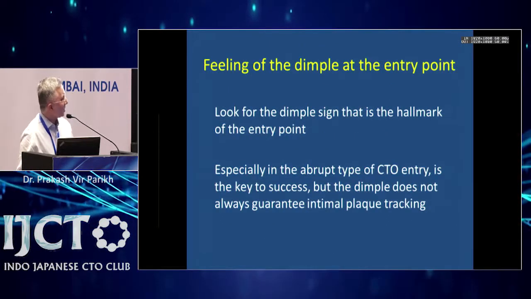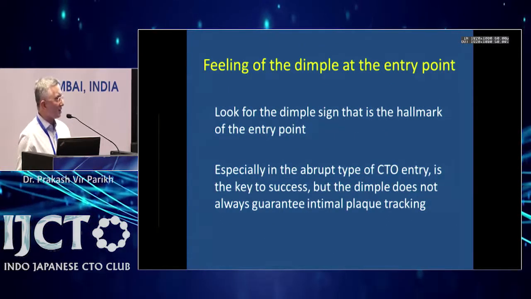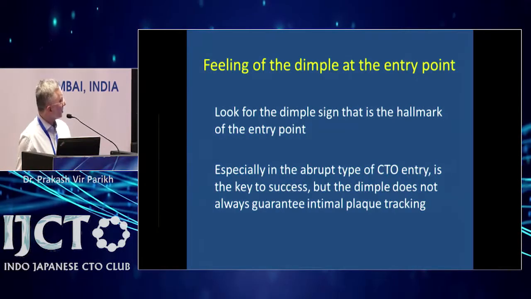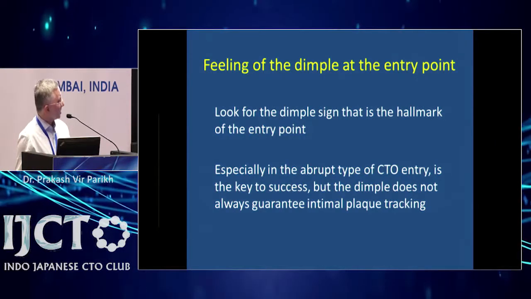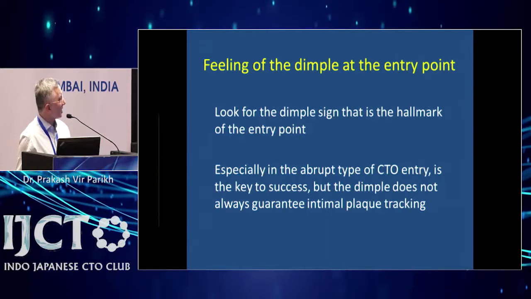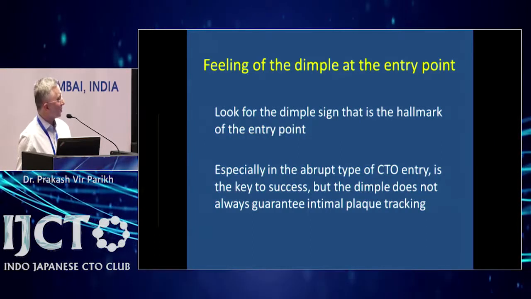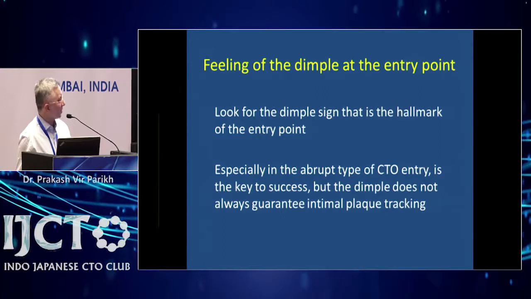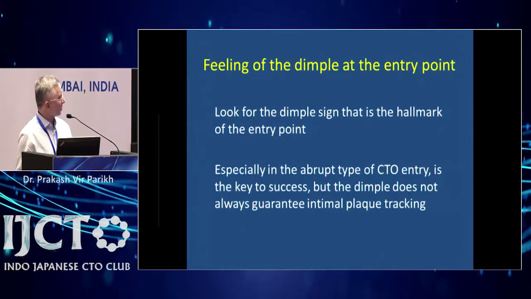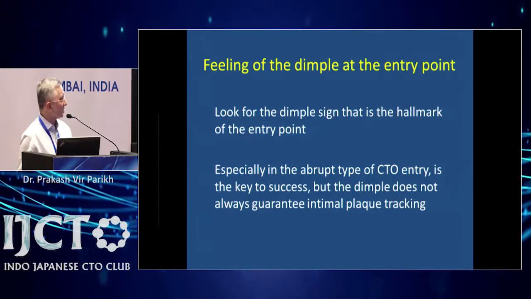Feeling of a dimple is the hallmark of the entry point in abrupt type CTO lesions and is the key to success. If you can find a dimple at the CTO entry point, and if your wire engages in the dimple, then you can rotate it clockwise and counterclockwise to penetrate successfully into the proximal cap.